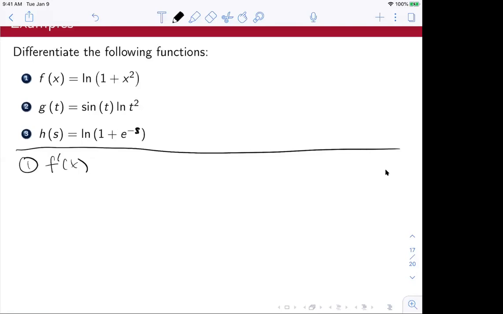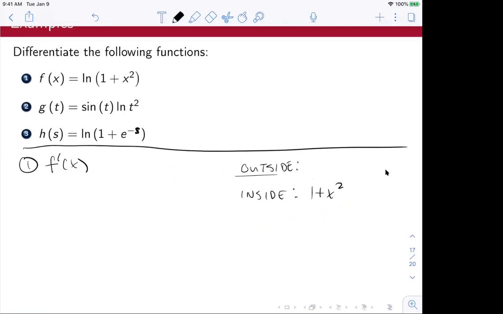So my outside function, outside, and my inside function are what? What's my inside function? Yeah, is pretty clearly just what's inside of the natural log, right? 1 plus x squared. We're going to see at the end of class a function where it's not so clear what's outside and inside. Okay. All right. And then my outside function is pretty clearly just natural log of x, right? So I'm going to need the derivatives of these, d dx. So what's the derivative of 1 plus x squared with respect to x? 2x, perfect. And what's the derivative with respect to x of natural log of x? 1 over x, that's right.